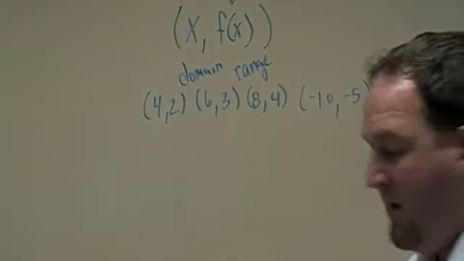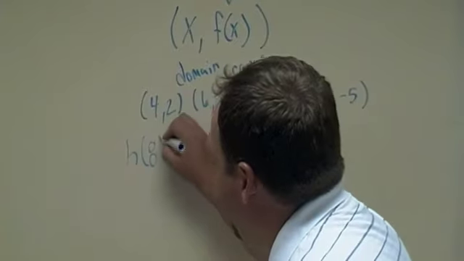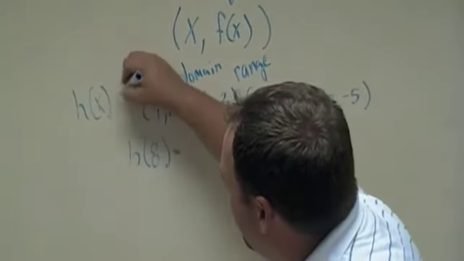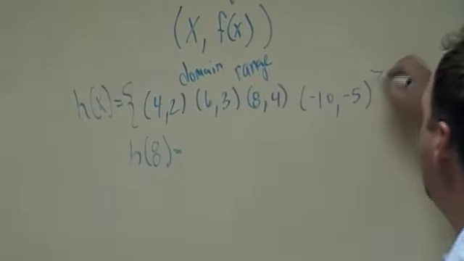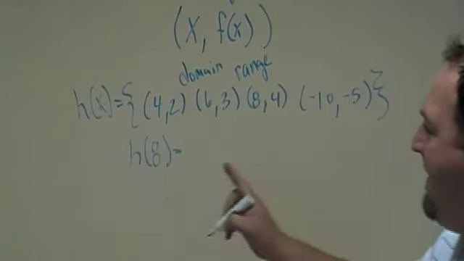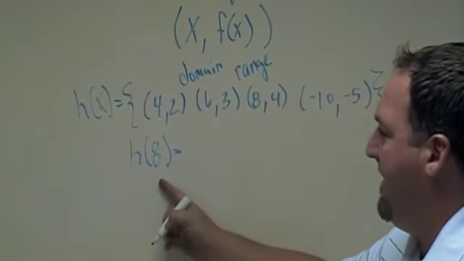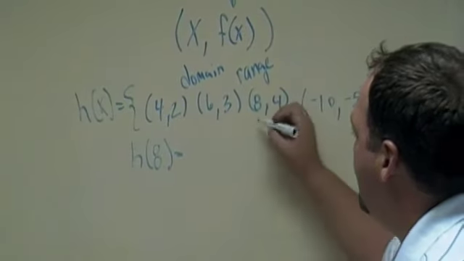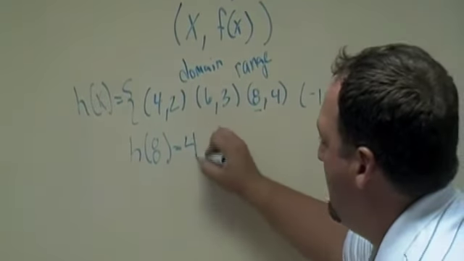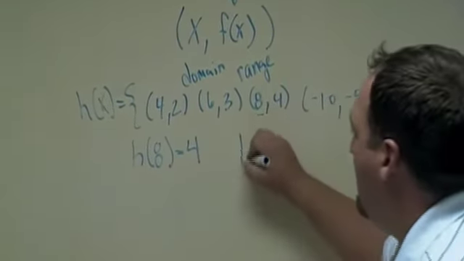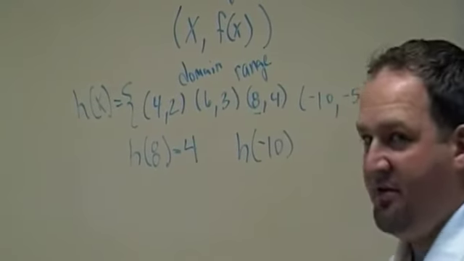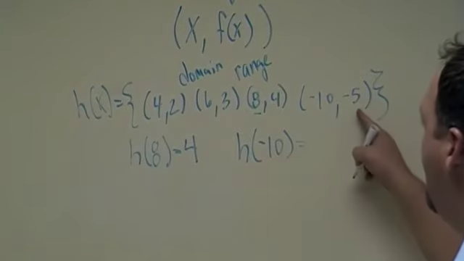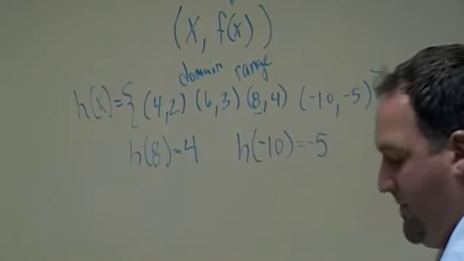Okay? If I would like to find h of 8, if this is function h of x, and it includes all of these points, then what I'm asking for is what is the output value when the input value is 8? So when the input value is 8, I get an output value of 4. What is h of negative 10? What is the output value when the input value is negative 10? In this case, it would be negative 5.